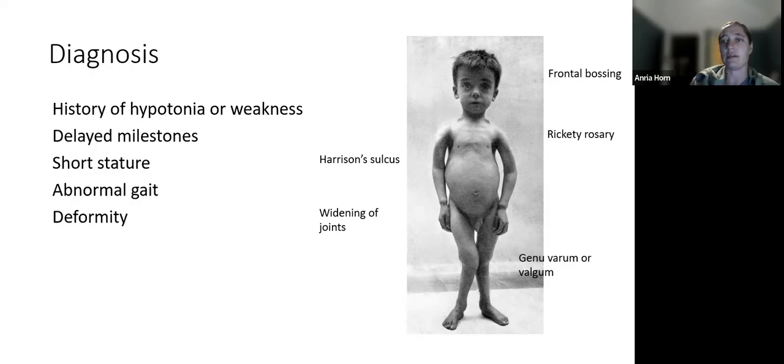So the rickety rosary is actually widening of the physeal junction at the costochondral junction of the ribs. The same way they get widening of their wrist joints and other joints, they get widening of that interface between bone and cartilage. And that's why you get the rickety rosary. Then there is Harrison's sulcus, which is basically an indentation at the lower part of the rib cage, widening of all the joints, and then long bone deformities.